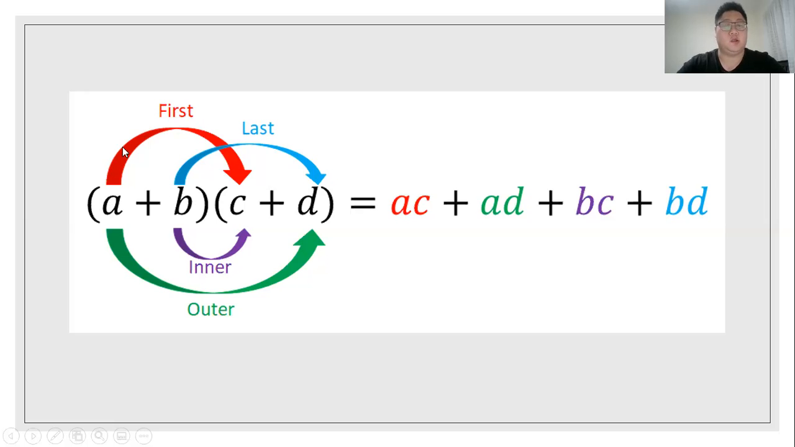So first, which is this arrow here, you would say to yourself, a times c, which is stated there in the red. Whatever number a is, and whatever the number of c is, you would multiply that. Next, you would go to your green, which is a multiplied by d, and then b multiplied by c, which is your third term, and b multiplied by d, which is your last term.